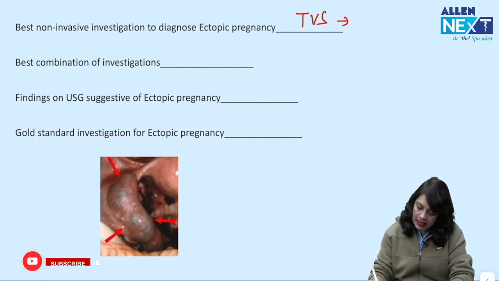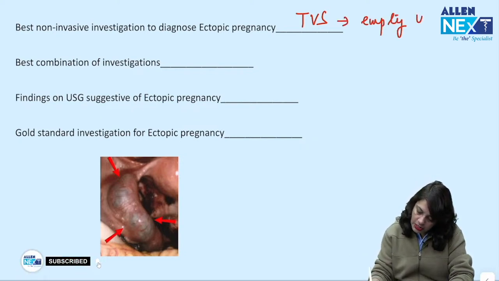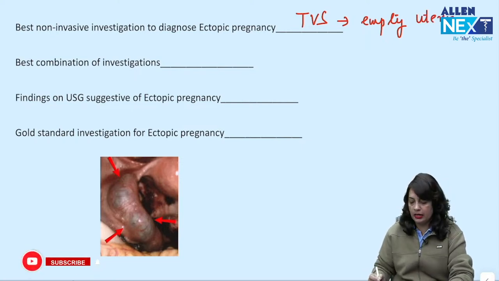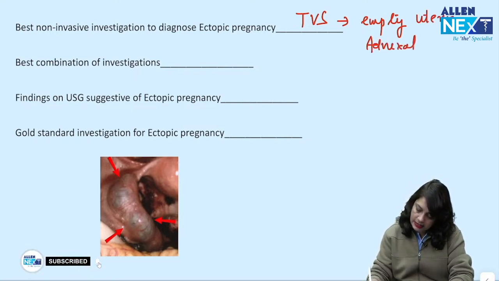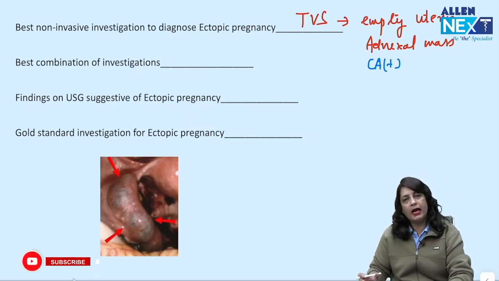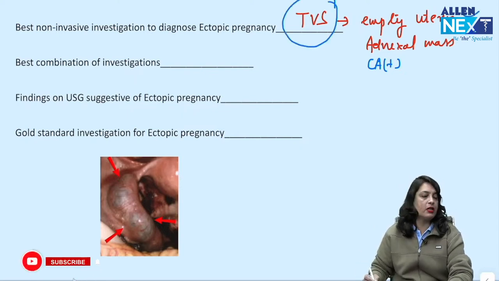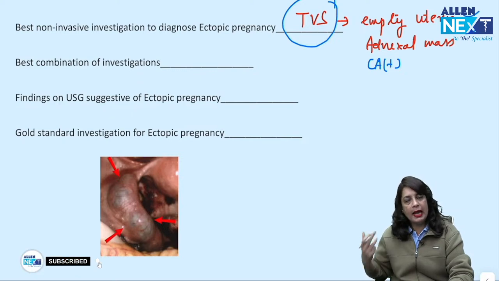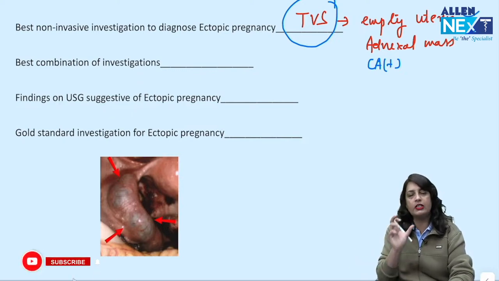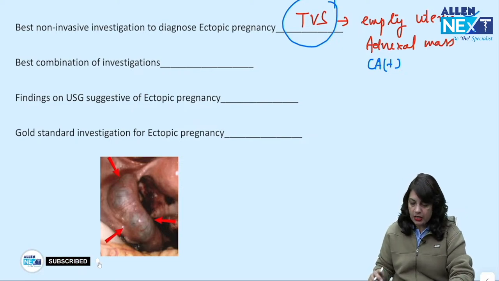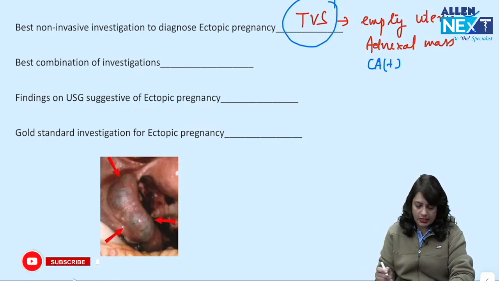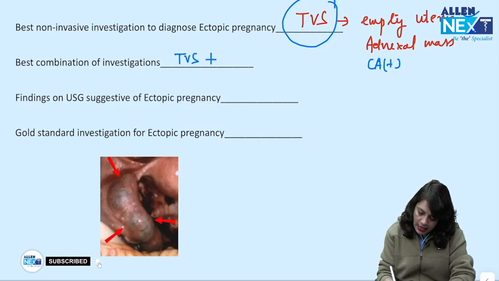Now, the transvaginal scan report will say empty uterus, that is no gestation sac in the uterus, and there may be an adnexal mass. If they write cardiac activity present in the adnexa, then you can make a diagnosis of ectopic pregnancy, but most of the time they just write empty uterus and adnexal mass, which is likely to be an ectopic, but the radiologists do not comment upon ectopic pregnancy. So the best combination of investigation in such a case is transvaginal scan plus serial beta HCG level.